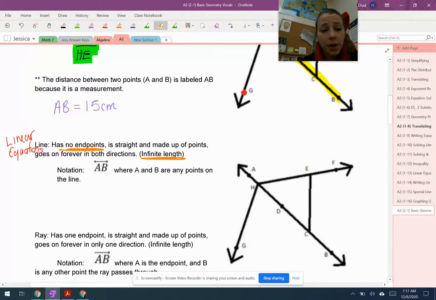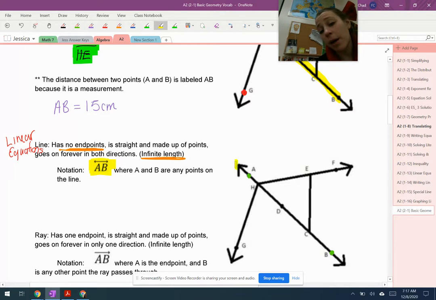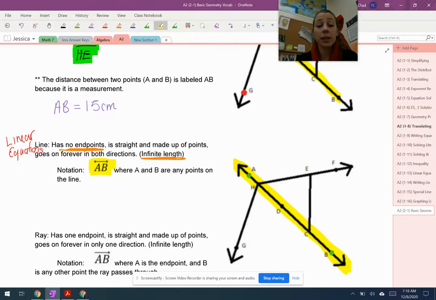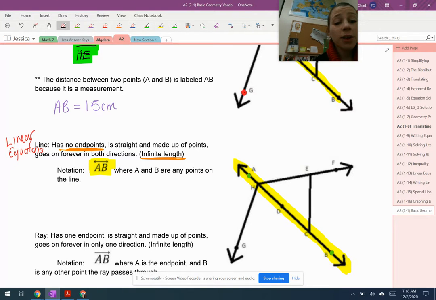So here in the second graph, line AB, notice it's got the arrows in both directions. And that means where A and B are any points on the line. So there's my point A, there's my point B. So the line AB that they're talking about is this line right here. Notice how I didn't stop at A and I didn't stop at B. I continued it all the way through those arrows because the arrows are part of that when we're talking about the line.